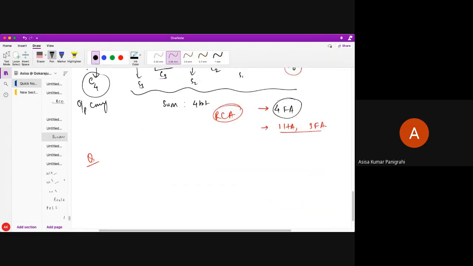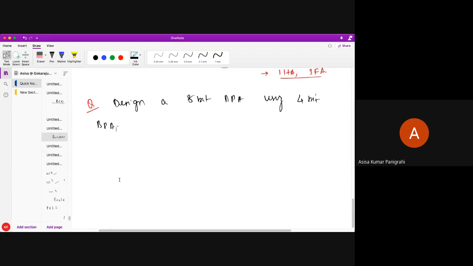So the next question is, let's say, design an 8-bit binary parallel adder using 4-bit binary parallel adders. It has not been asked to design with the help of full adders. It has been asked to design with the help of only BPAs. So at that time, what you need to do? What is my requirement over here? My requirement is mainly 8 bits of A.